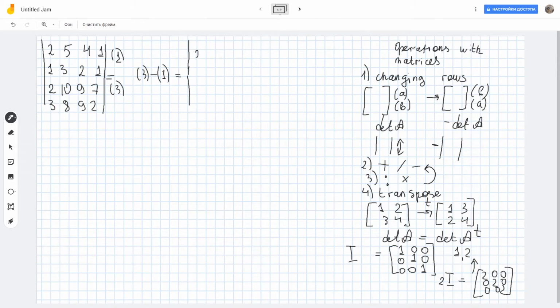We write the first row and we subtract it from the third one. So here we will get 0, 2 minus 2, 0, 10 minus 5, 5, 9 minus 4, 5, 7 minus 1, 6, and we just copy other rows as they were in the task.